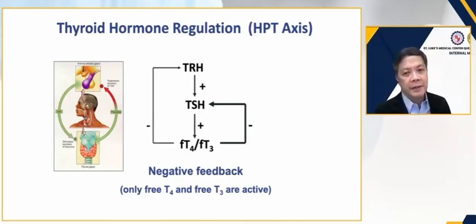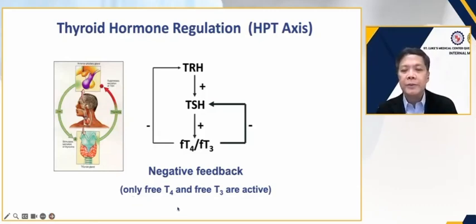Once the T4 and T3 are in the circulation, then they will reach both the hypothalamus and the anterior pituitary, where there are receptors for thyroid hormone. So once they sense the amount of thyroid hormone, if there are deficiencies, the whole axis will be activated. And if you have excess, then TSH and TRH release will be suppressed. So that's how we regulate T4 and T3 in our circulation.